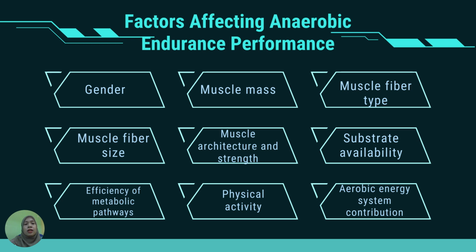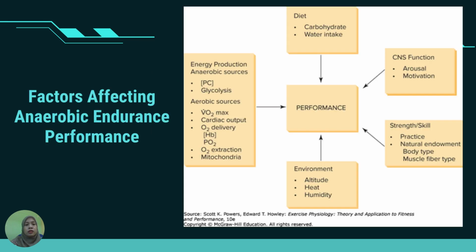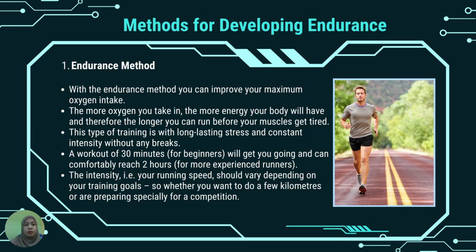So the other factors affecting endurance performance are gender, muscle mass, muscle fiber type, muscle fiber size, muscle architecture and strength, substrate availability, efficiency of the metabolic pathway, physical activity, and aerobic energy system contribution. This is an example of the factors affecting anaerobic performance. The first one is diet, central nervous system function, strength or skill, environment, and energy production of the anaerobic resources.